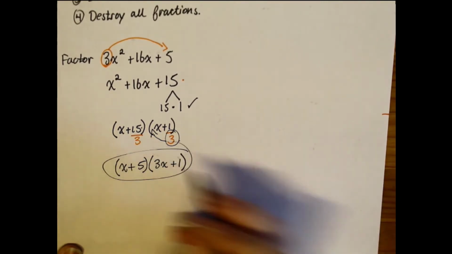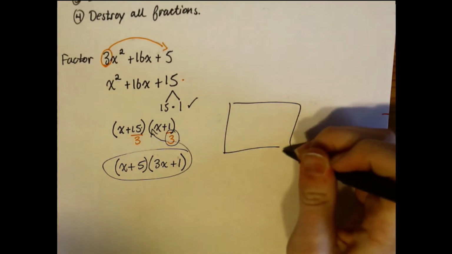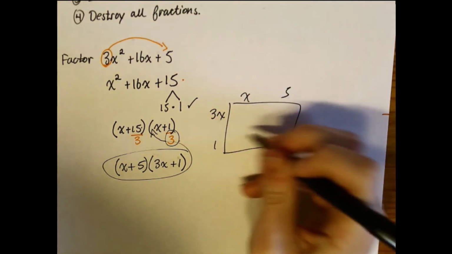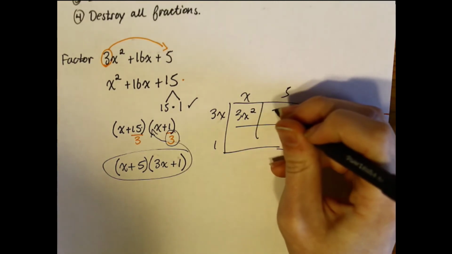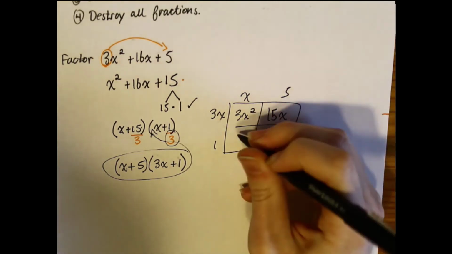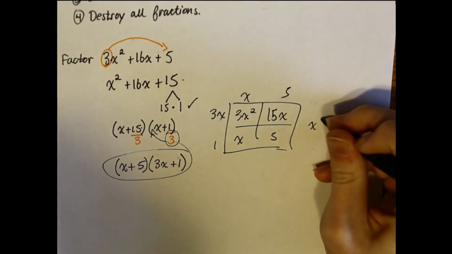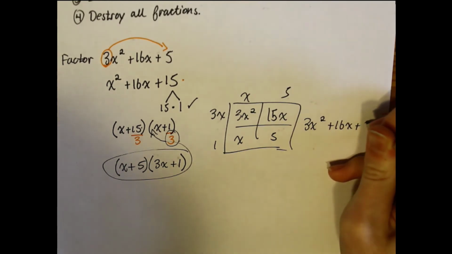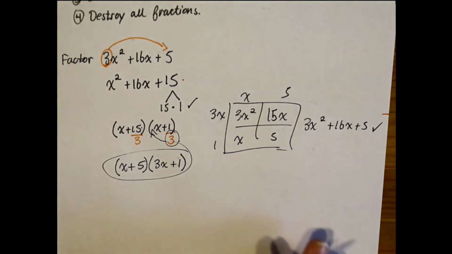Okay, here's our answer, and if we multiply it back out, like if we do our double distribution, x, 5, 3x, 1, okay, I get 3x squared, I get 15x, I get 1x, and I get 5. Sure enough, this gives me 3x squared plus 16x plus 5. Awesome, so we got it right. Okay, let's do one more.